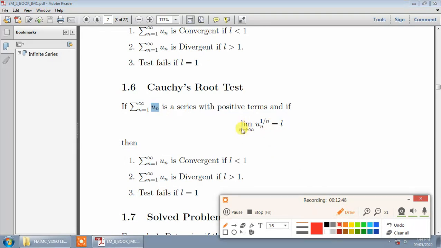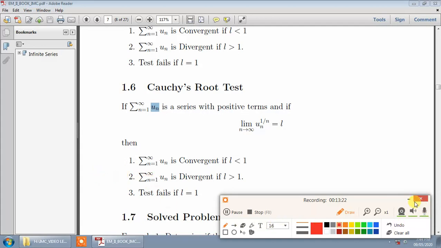So consider limit n tends to infinity of un raised to 1 by n. What is the meaning of un raised to 1 by n? We will pick up the nth term and find its nth root. Nth root means 1 by nth power. If that limit n tends to infinity of un raised to 1 by n is equal to L, and if L is less than 1, the series converges, and if it is greater than 1, the series diverges, and if it is exactly equal to 1, again the test fails, meaning we are not entitled to use this test, we are supposed to go for another test.